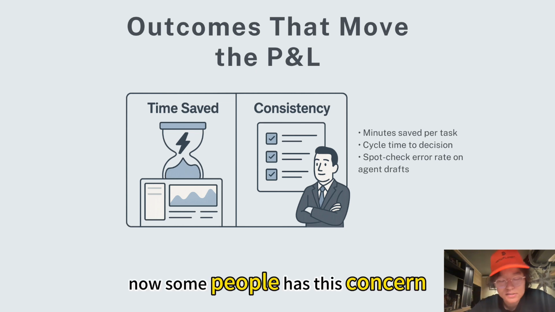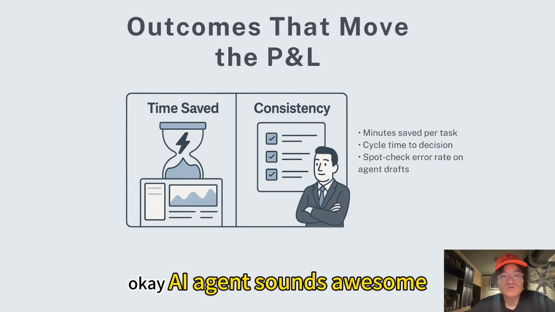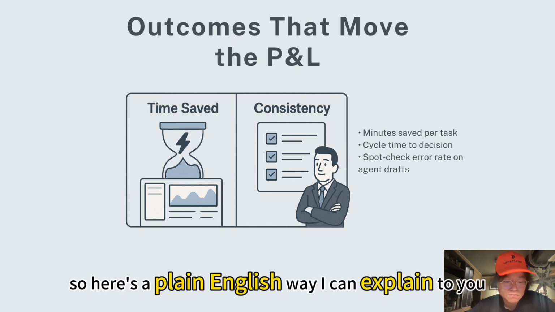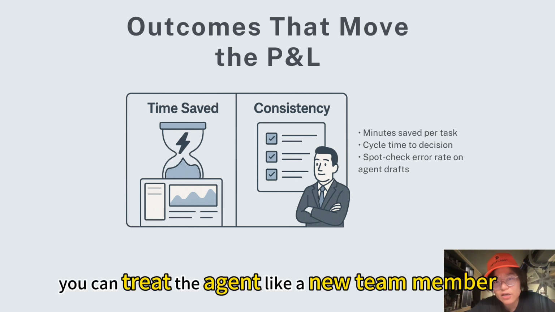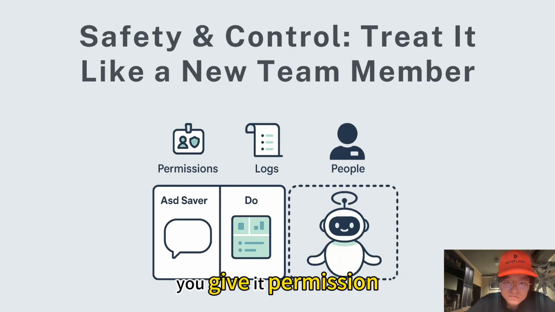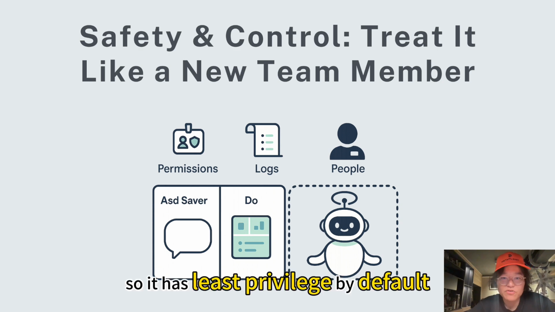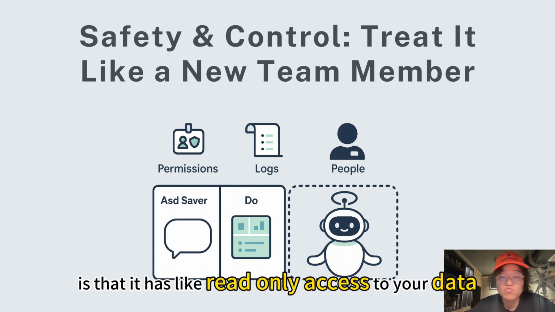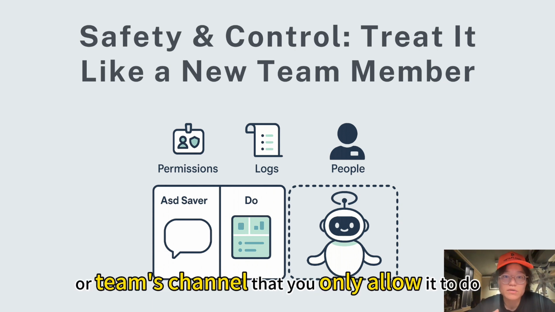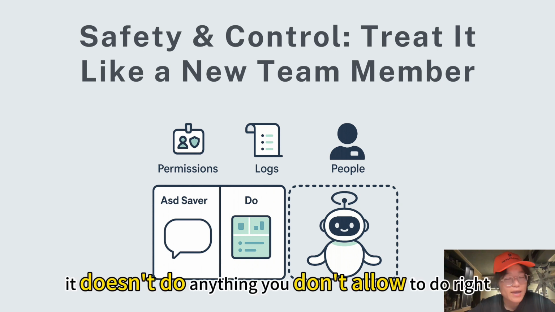Now, some people have this concern. Okay, an AI agent sounds awesome, but is it safe? So here's a plain English way I can explain it. You can treat the agent like a new team member with a badge. You give it permission, so it has the least privilege by default. It has read-only access to your data, and it can post to certain Slack or Teams channels that you allow. It doesn't do anything you don't allow it to do.